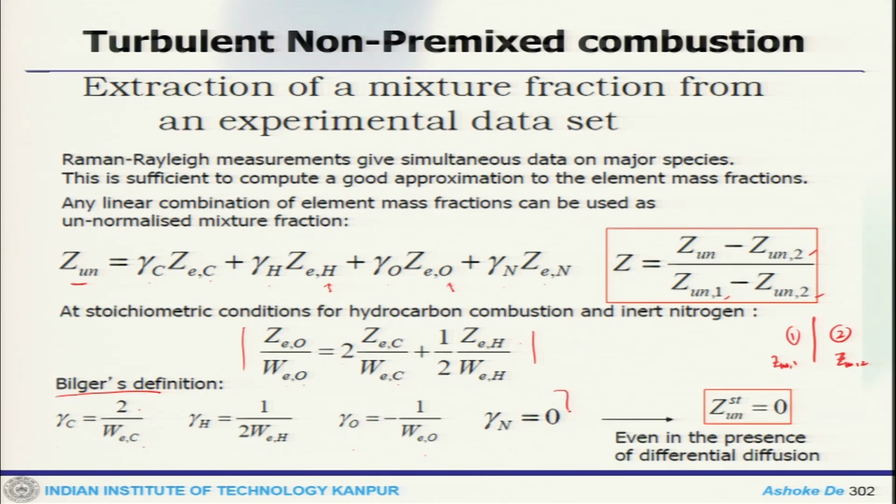Now, once you use this information here, you finally get that the unnormalized stoichiometric Z is 0 even in the presence of differential diffusion. So, you can see you do not necessarily have to assume equal diffusivity; even for non-equal diffusivity you get these things to be 0. So, we will stop the discussion here today and continue these mixture fraction based things in detail in the next lecture.